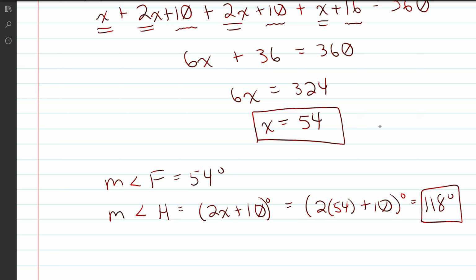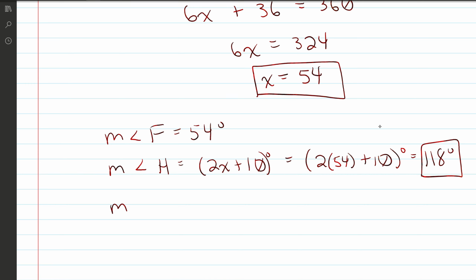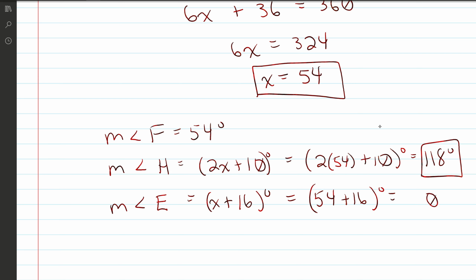Alright, and then lastly we can find the measure of angle E, and angle E is x plus 16 degrees, right? So we just plug in 54 plus 16 degrees, and we get 70 degrees. And angle G is actually the same as angle H, the 2x plus 10, so that's 118 degrees as well.